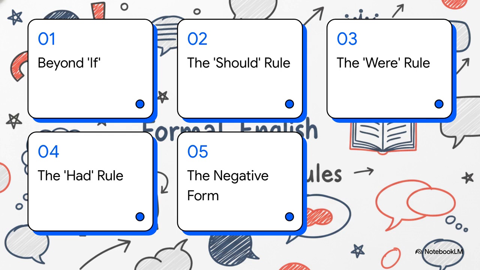We're going to break it all down step by step. We'll start by going beyond if, then look at the should rule for the first conditional, the were rule for the second, and the had rule for the third. And to finish off, we'll even master the negative form. By the end of this, you're going to be a pro.